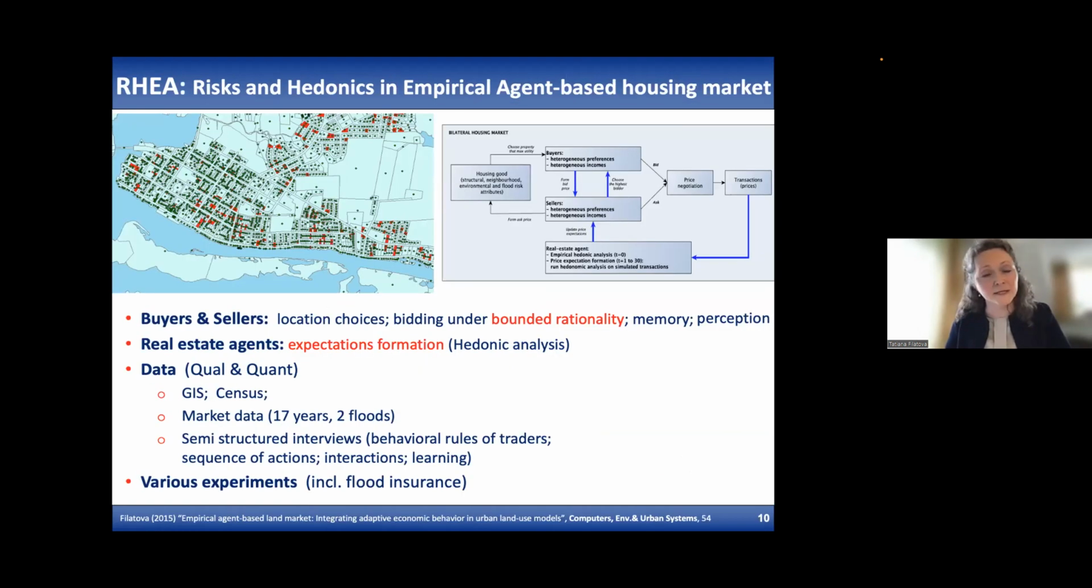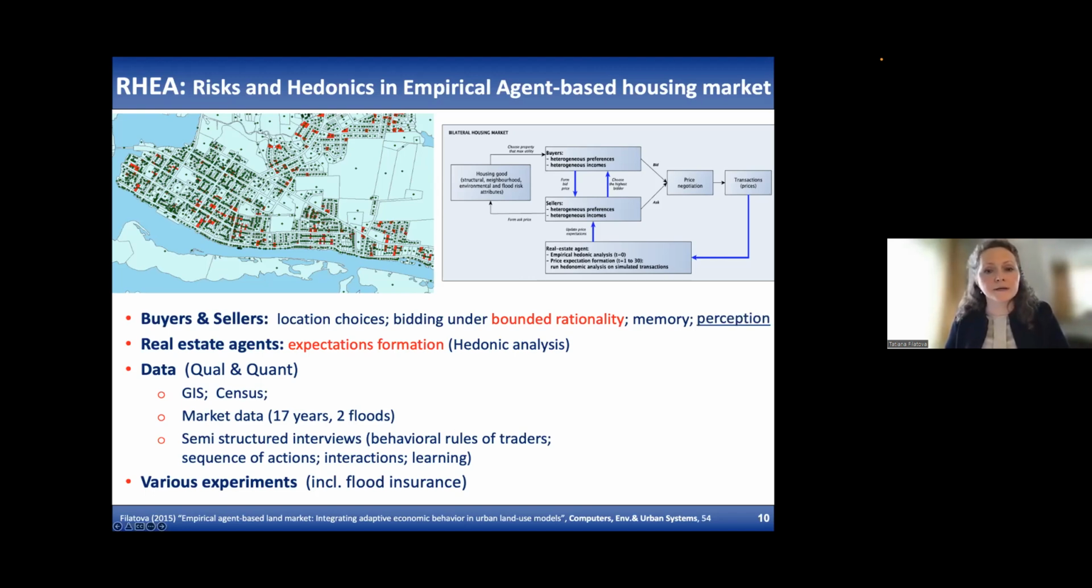So in this case, we developed an agent-based model. It was a model of a market. So there were buyers and sellers who would trade houses. They would have different incomes and preferences for location, like environmental amenities, but also different perceptions, which could be coded in by using different theories. We use a lot of data in this model. In fact, a lot of market transaction data across 17 years with 2 floods in between, surveys and interviews.